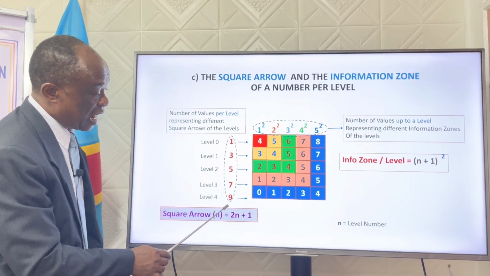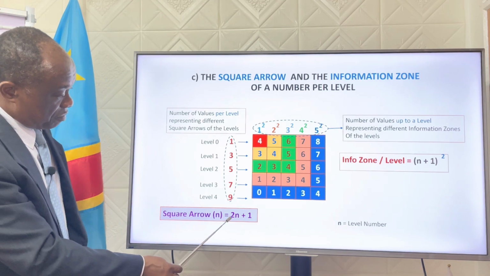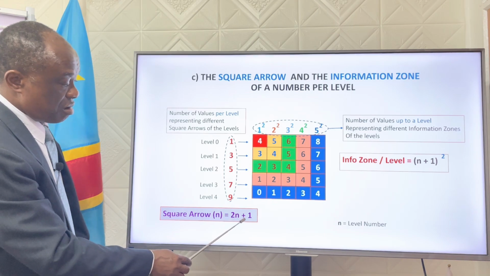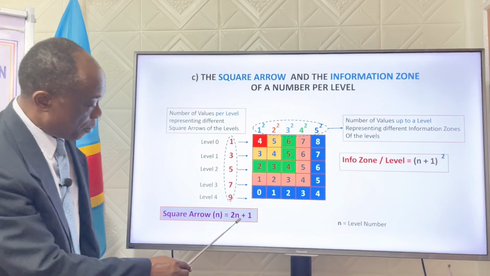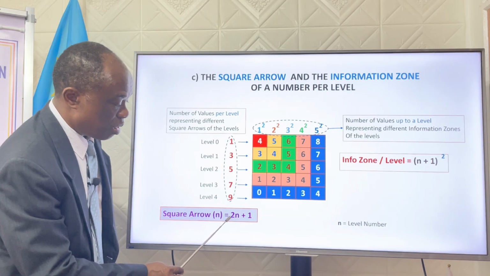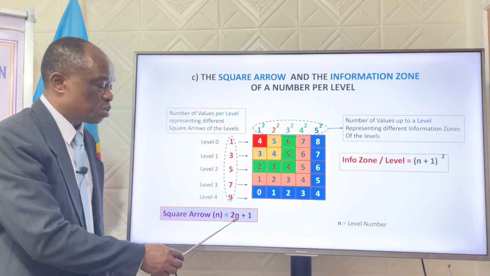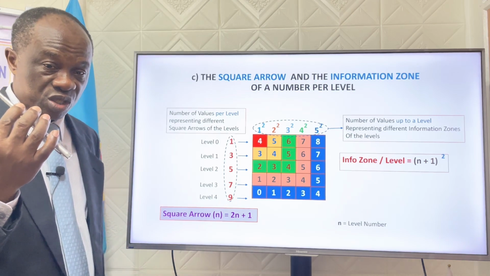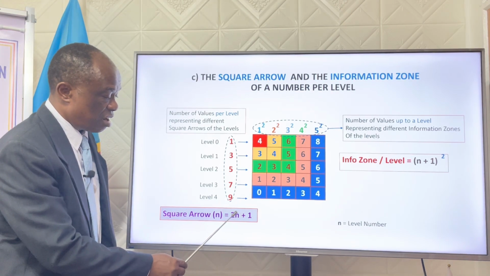Therefore, we just calculate them this way. These numbers are calculated by simply having the level number times 2 plus 1. Level number times 2 plus 1, 2n plus 1. This level number is expressed as a small letter. I already said in the previous chapter, that's the level number.